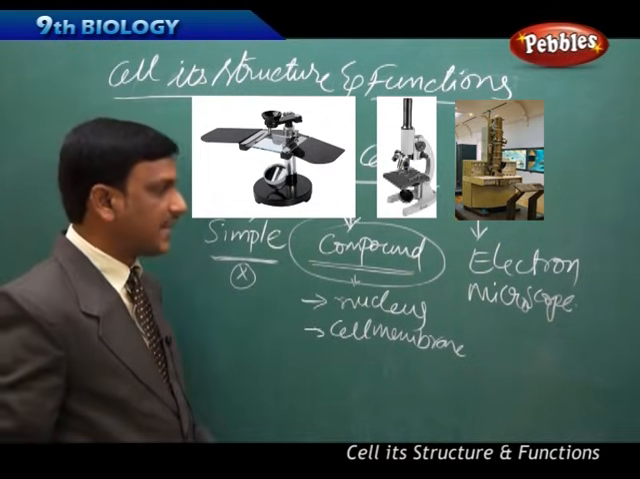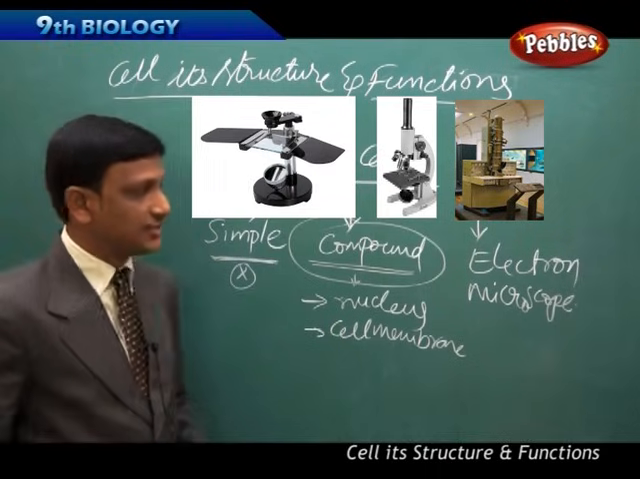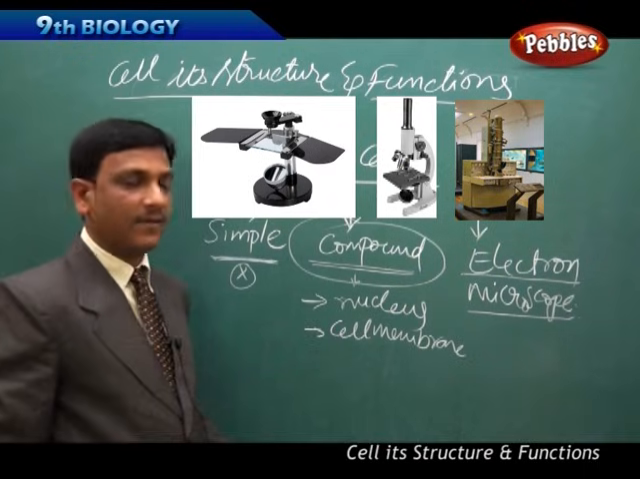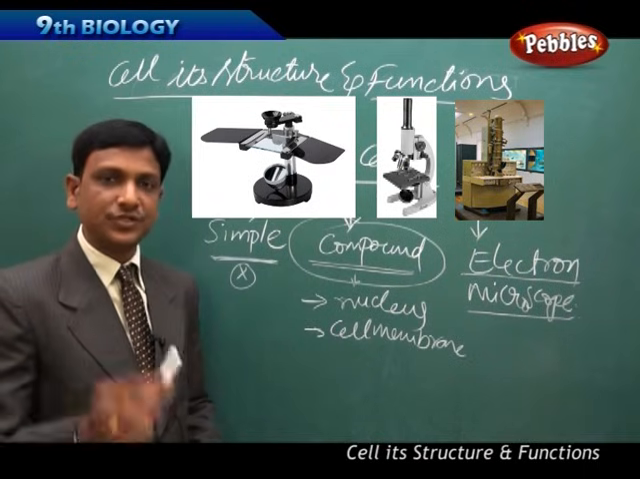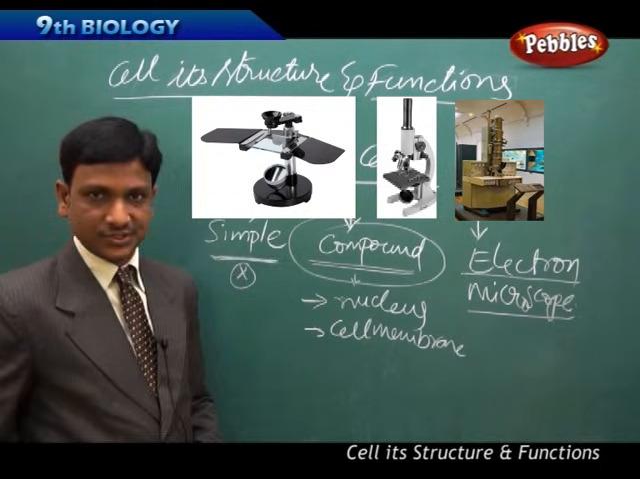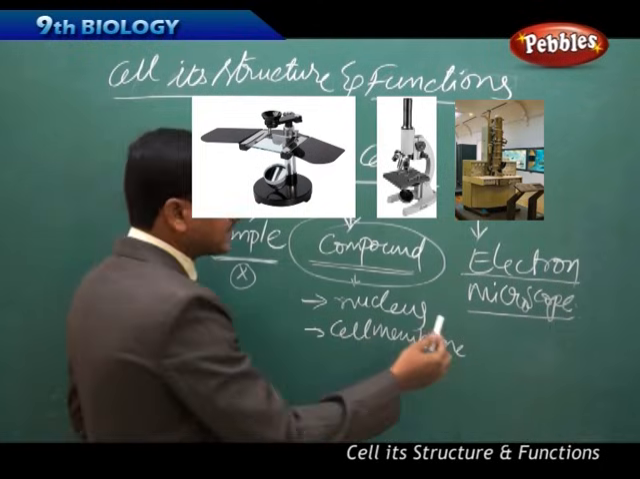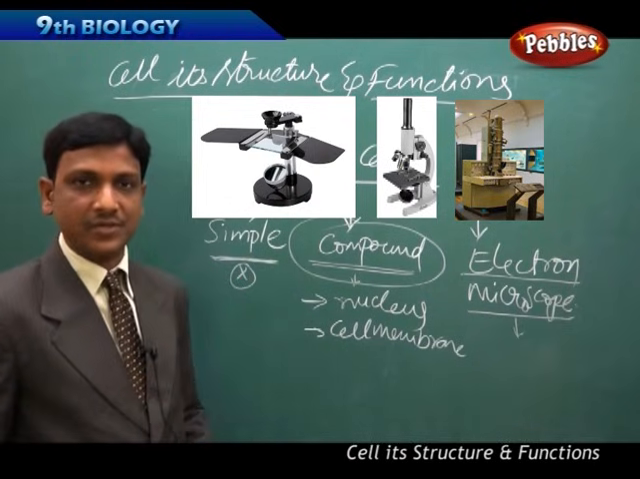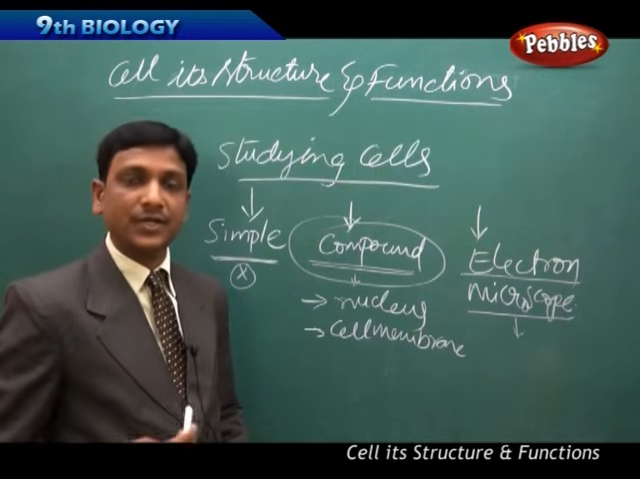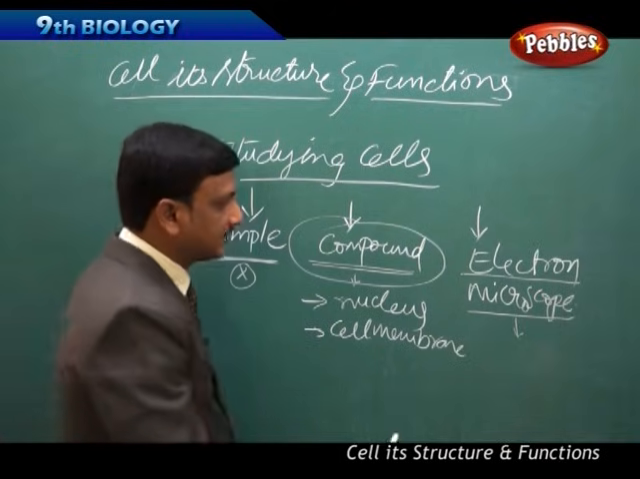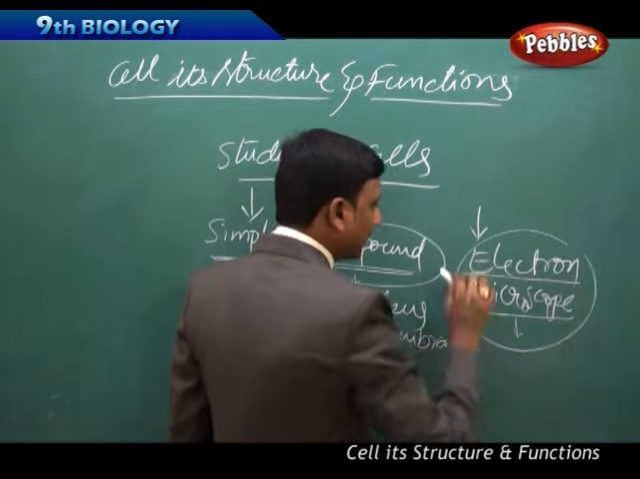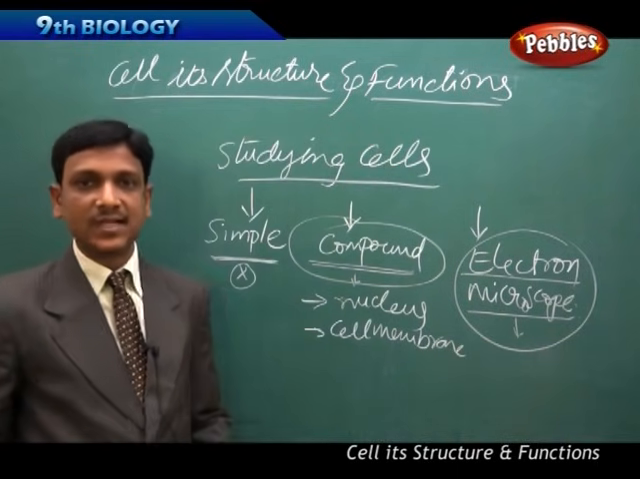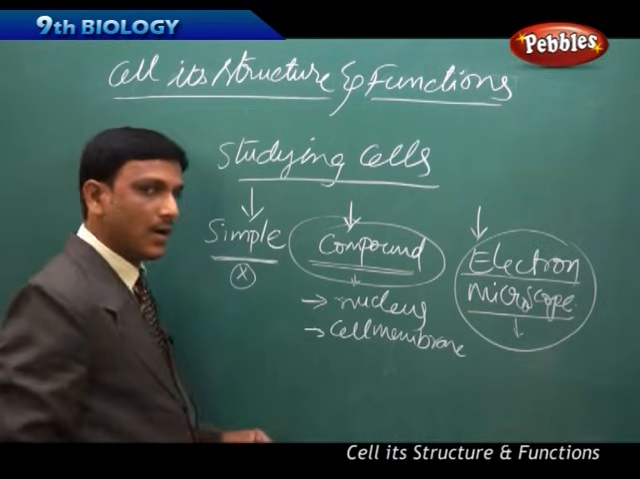Then the scientists need a more powerful microscope, which is called the electron microscope. This is a very powerful microscope which is used by scientists, research scholars and professors to study the cells in detail. The cell organelles like mitochondria, chloroplast, the nucleus and nucleolus and all the other things can be studied by this electron microscope. So to observe the cells, we need special instruments like microscopes.